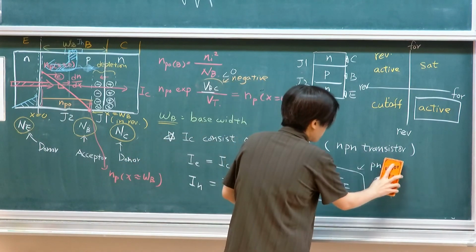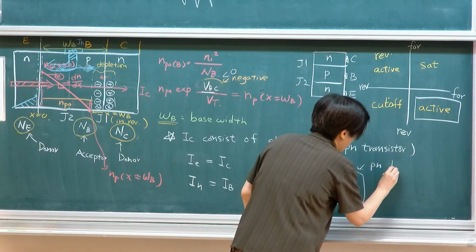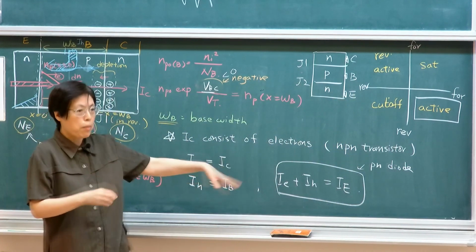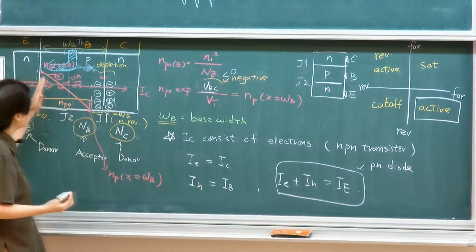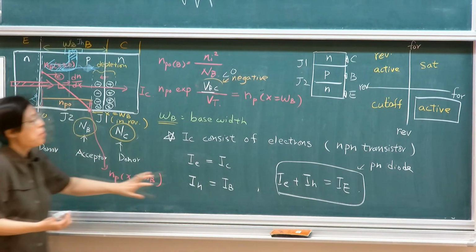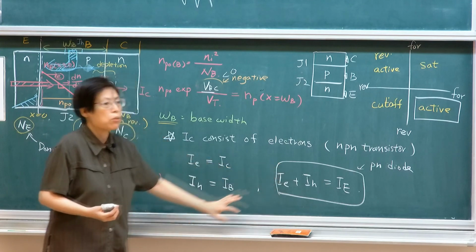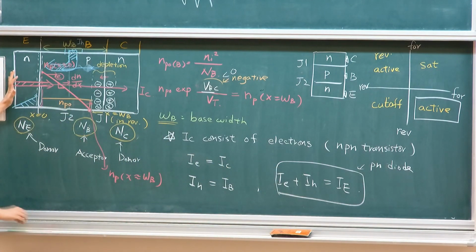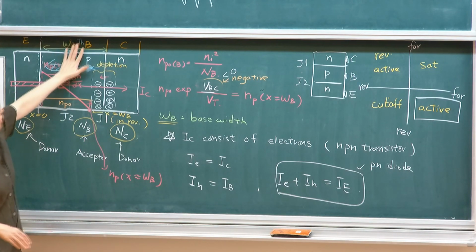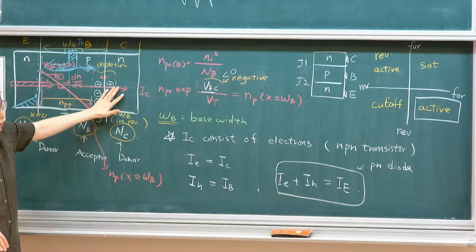A p-n diode. If you calculate the current of a p-n diode, remember, for a forward-bias p-n junction, what we do is add up the electron current and hole current. That will be my total current. The total current will be supplied by the emitter, and some of it goes to the base, or some of it goes to the collector.